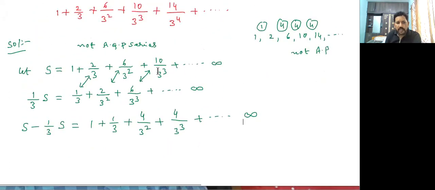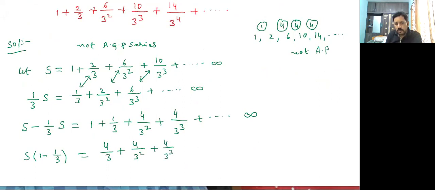Students, have you understood what I have done? Here take S common. We get S(1 minus 1 by 3) is equal to 1 plus 1 by 3, 4 by 3, plus 4 by 3 square, 4 by 3 cube, and so on to infinity. So here I am going to take 4 by 3 common. Then what is the remaining? 1 plus 1 by 3 plus 1 by 3 square, and so on to infinity.